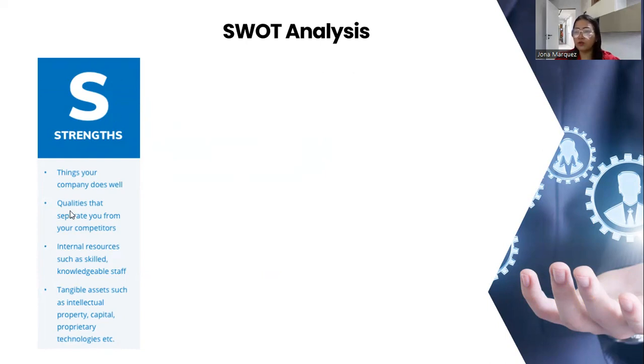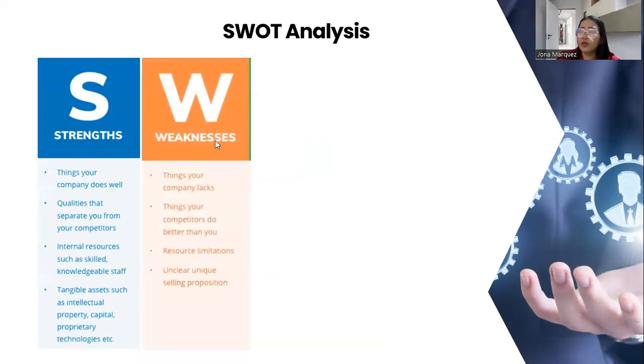Of course, ito yung mga qualities na nagsaseparate sa iyo from your competitors. Ito yung katulad mga skills, knowledgeable staff, internal resources, tangible assets. Yan, di ba? Strength mo. Katulad mga nakaregister sa intellectual property, capital proprietary, or mga technologies na meron ka. So, ayan, kasama yan sa strength. When we say weakness, of course, these are the things a company lacks. So, things that the competitors do better than you.